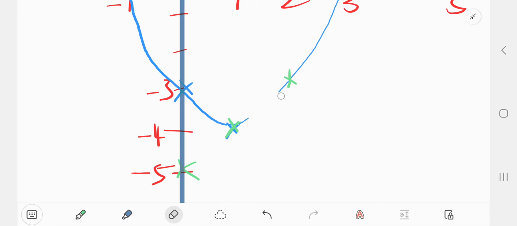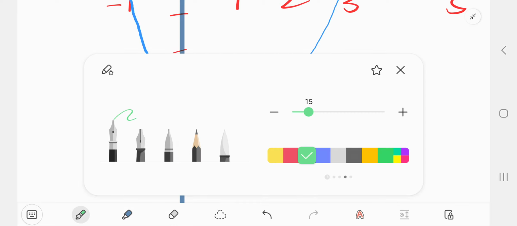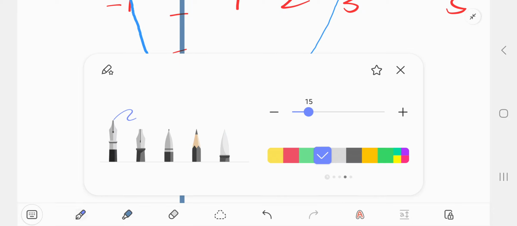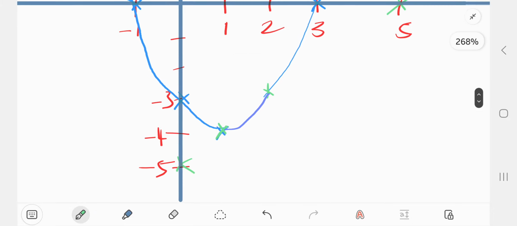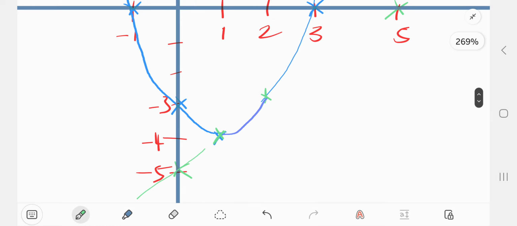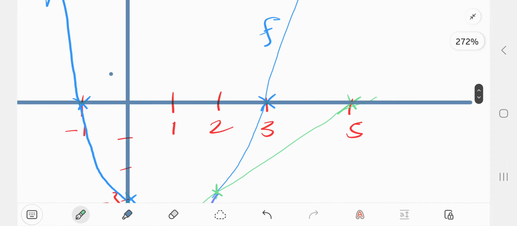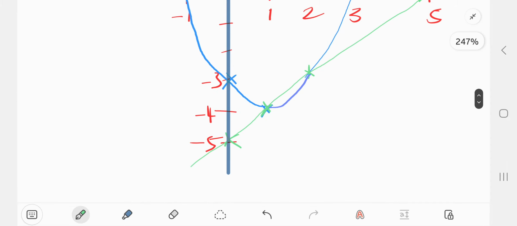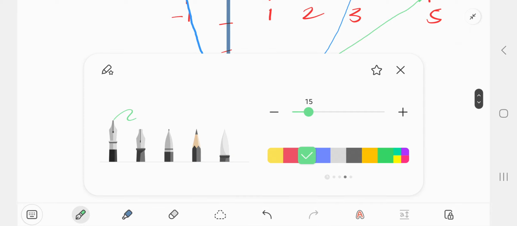So let's just quickly fix this one and make it more curvy there, so that we can accommodate our straight line graph. Right, so we have that. So let's draw a straight line graph right away. We understand that it goes through here. It passes through that, and it cuts through the x-axis at 5 and goes all the way there. Right, so we are done drawing our graph.